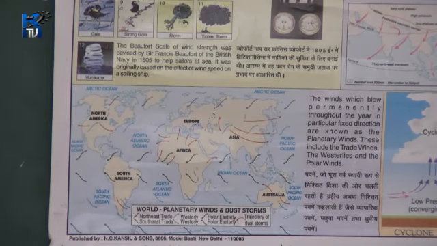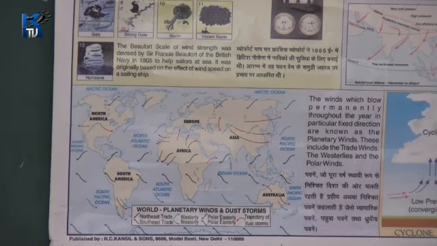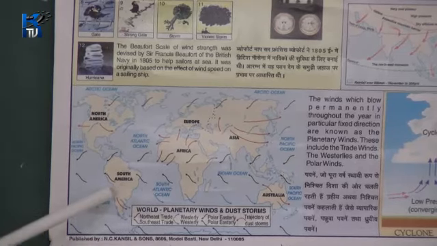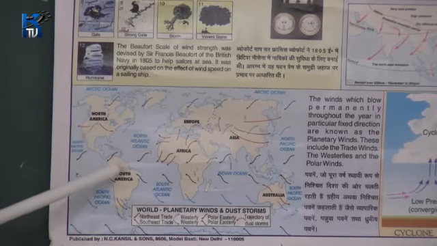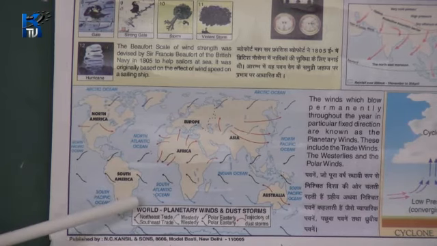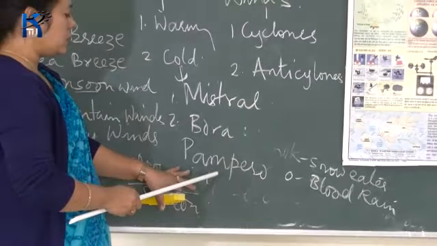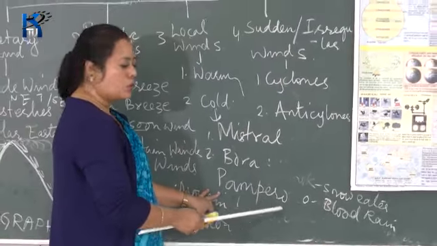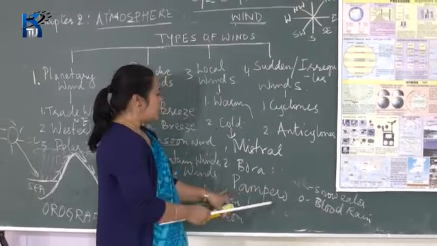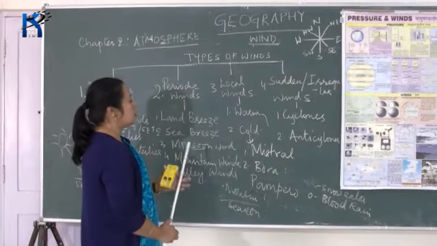According to the syllabus, there are other winds also, like Pampero. In the book it is written as a warm wind, but it is a cold wind. Pampero blows in the Pampas, the temperate grasslands. Another kind of cold wind. Please, students, do the correction. Pampero is not a warm wind, it is a cold, dry wind. These are about the local winds.